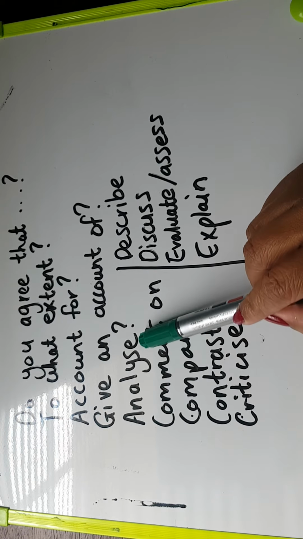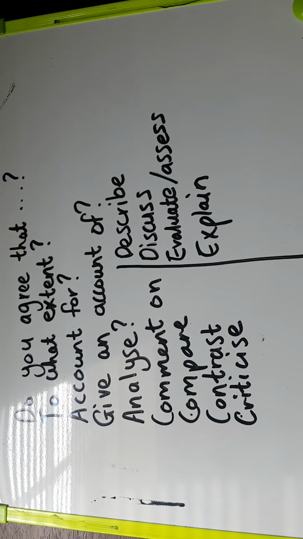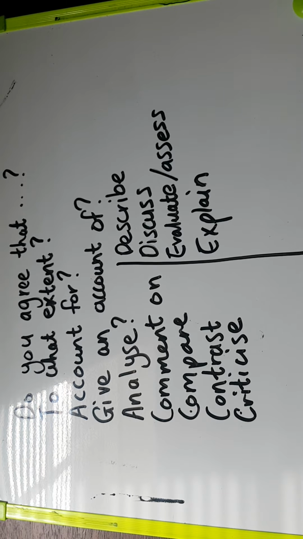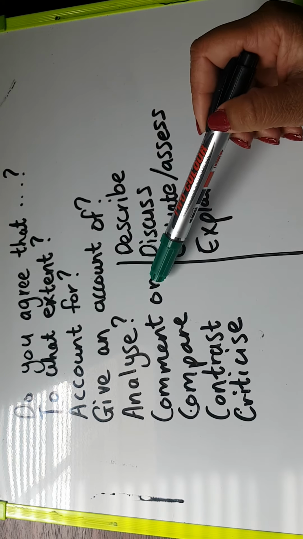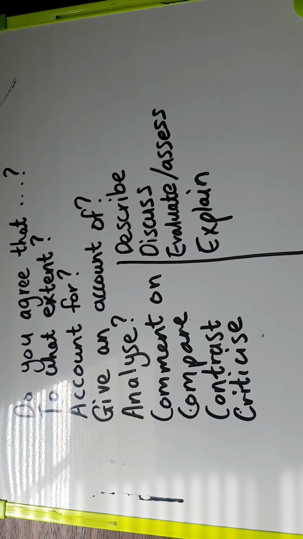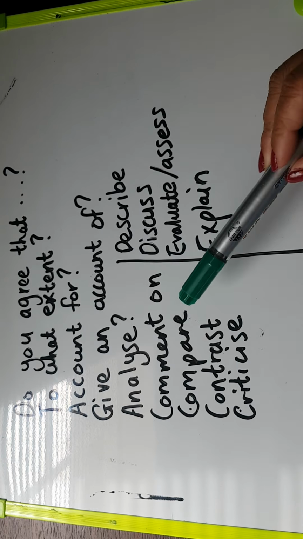Number five, analyze. Analyze means to break down into the component parts and show how they are related and why they are important. Number six, comment on. Discuss, giving valid views on something. This instruction is often used with a quotation or a statement, and learners are expected to give an opinion about it, supported by evidence.